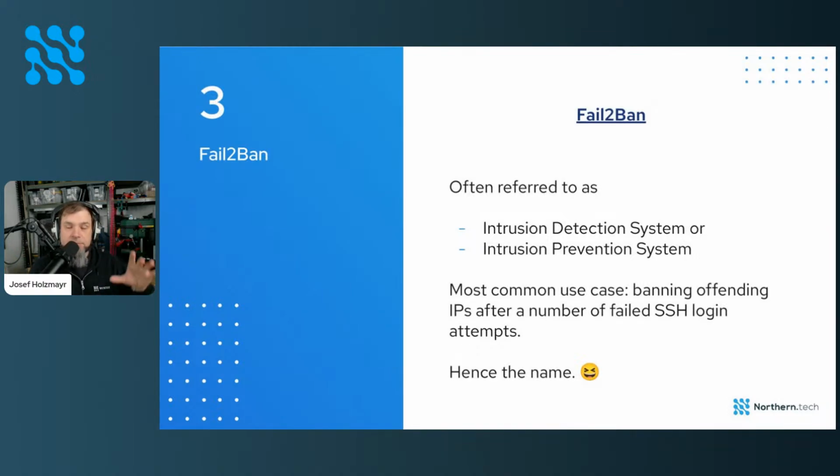But in the end, it looks at a log file, and if a number of bad or suspicious things happen, then the IP gets banned. And usually it's SSH login attempts, because if you put a public server out on the internet, it will get hammered by SSH login attempts, and Fail2Ban then says, hey, you tried it 5 times in the last 10 minutes, I'm going to ban you. And this is the core usage, and hence the name, Fail2Ban.